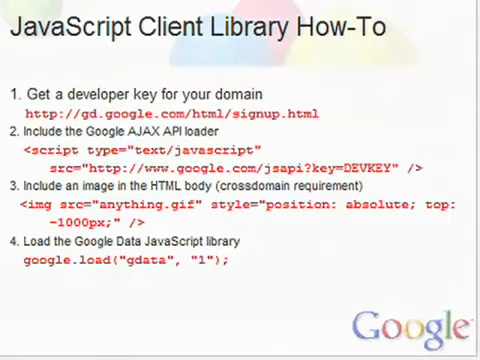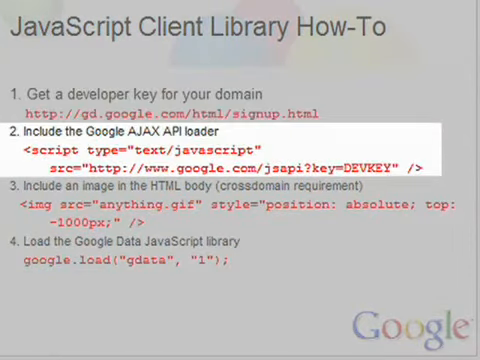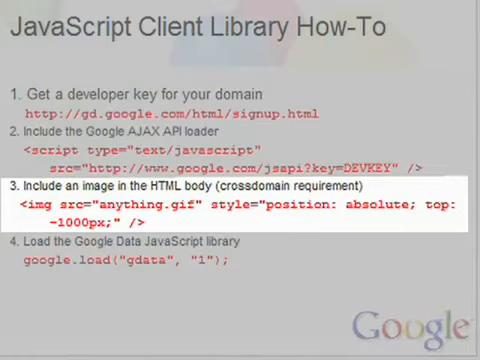Step 1, you have to sign up for a developer key. You do that by going to this website. Step 2, you need to include the client library loader on your website by placing the script include with your developer key. Step 3, you need to upload an image to the same domain where the JavaScript code is going to be. This image doesn't have to be visible. As you can see, I'm positioning it far off the page. This is needed for cross-domain communication purposes.